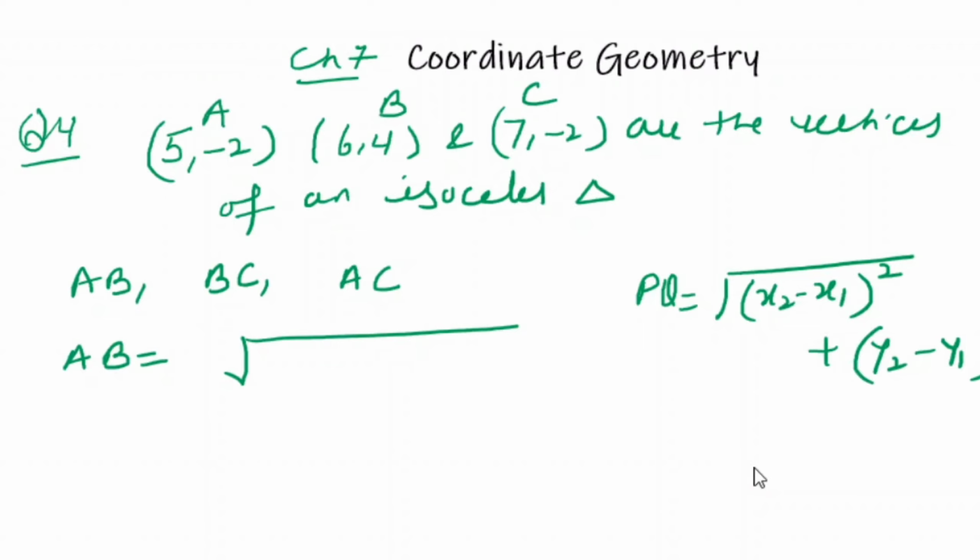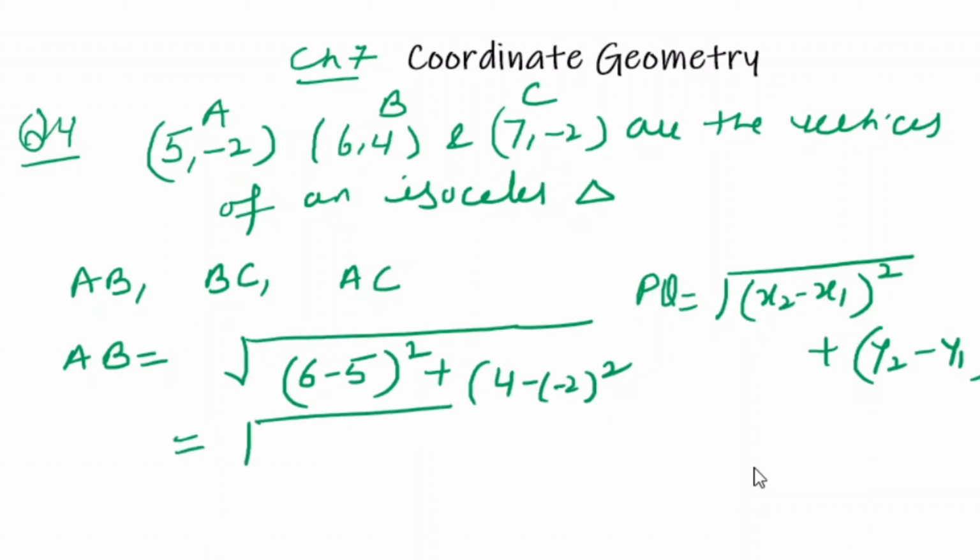Clear? So AB, we'll just take the coordinates of A as x1, y1 and B as x2, y2, so this is x2 minus x1. So (6 minus 5) whole square plus (4 minus 2) whole square. So we'll simplify. So this becomes 1 square and this is 6 square. So this gives us root 37.